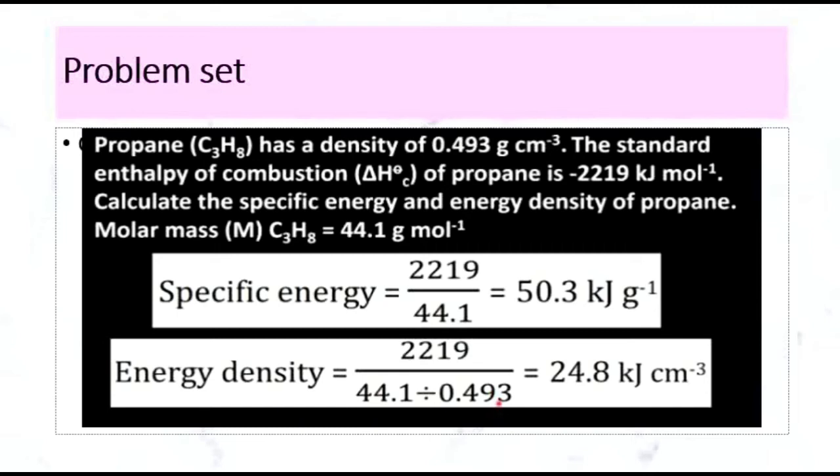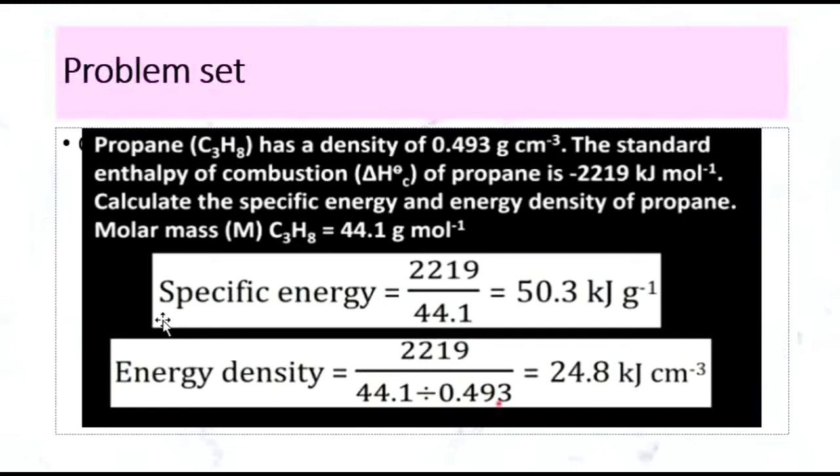Propane has a density of 0.493 grams per milliliter. The standard enthalpy of combustion is negative 2219 kilojoules per mole. Calculate the specific energy and energy density of propane with the molar mass of 44.1 grams per mole. So we want to find the specific energy and energy density.